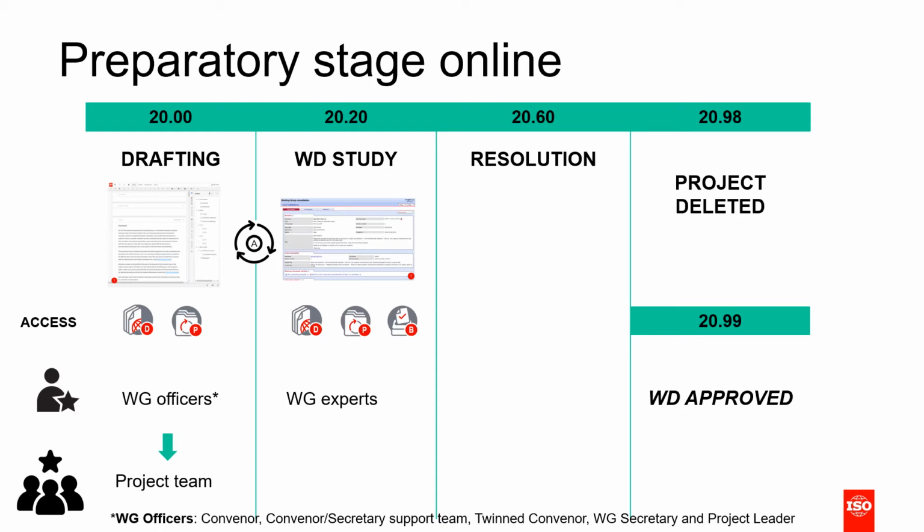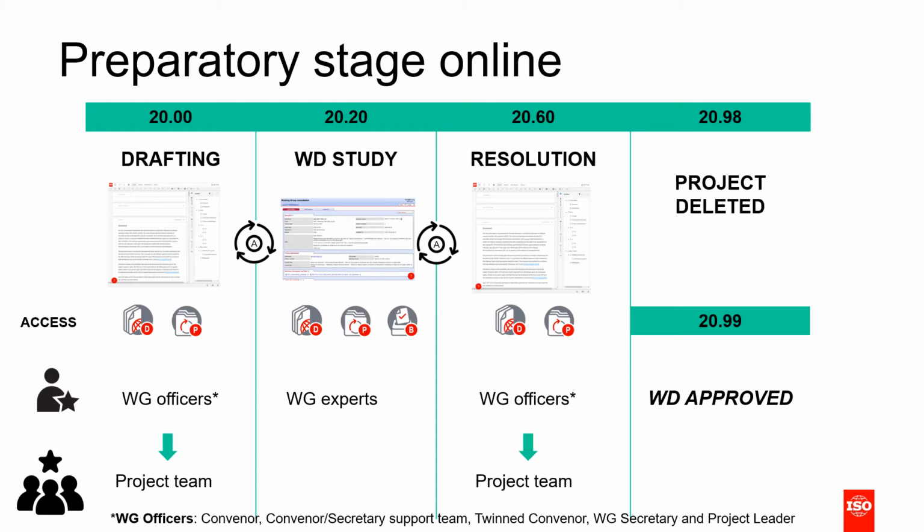When the working draft study closes, the project stage is updated to 2060. And again, the working group officer can define the project team to help in the resolution of the comments. Once the working draft is final and ready to move to the next stage, the TPM will update the project stage accordingly.